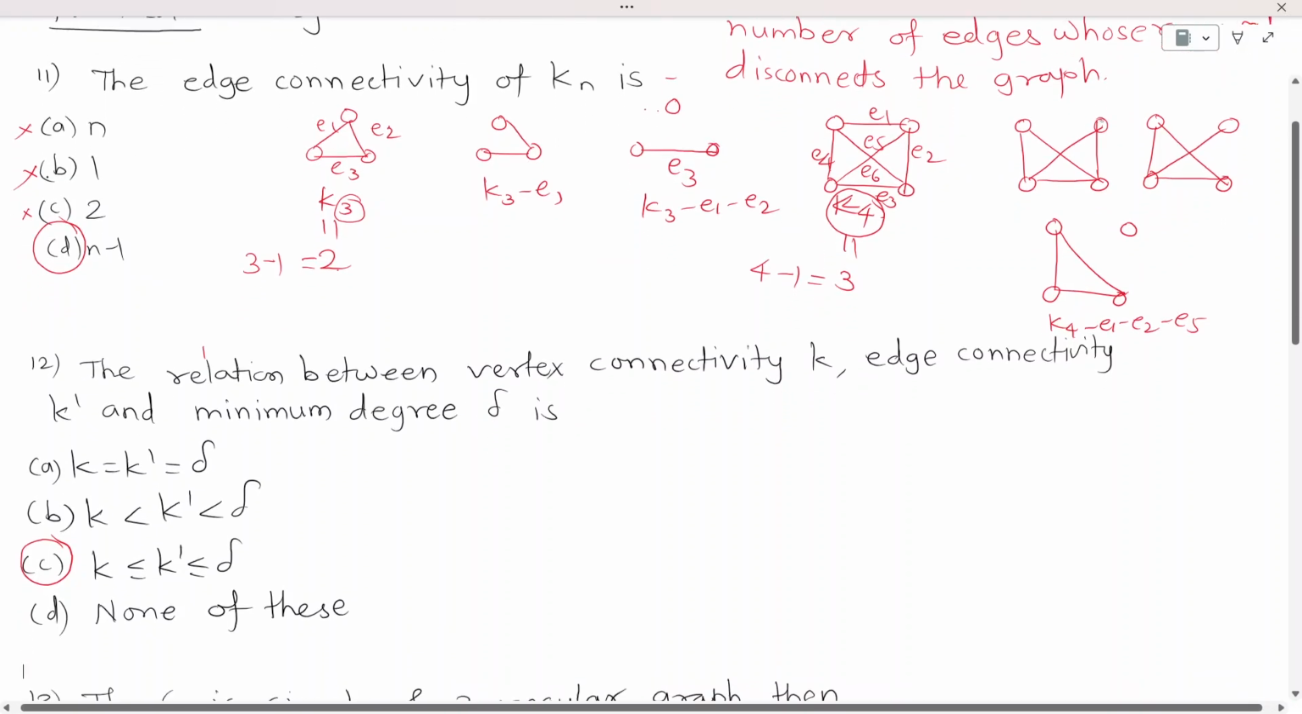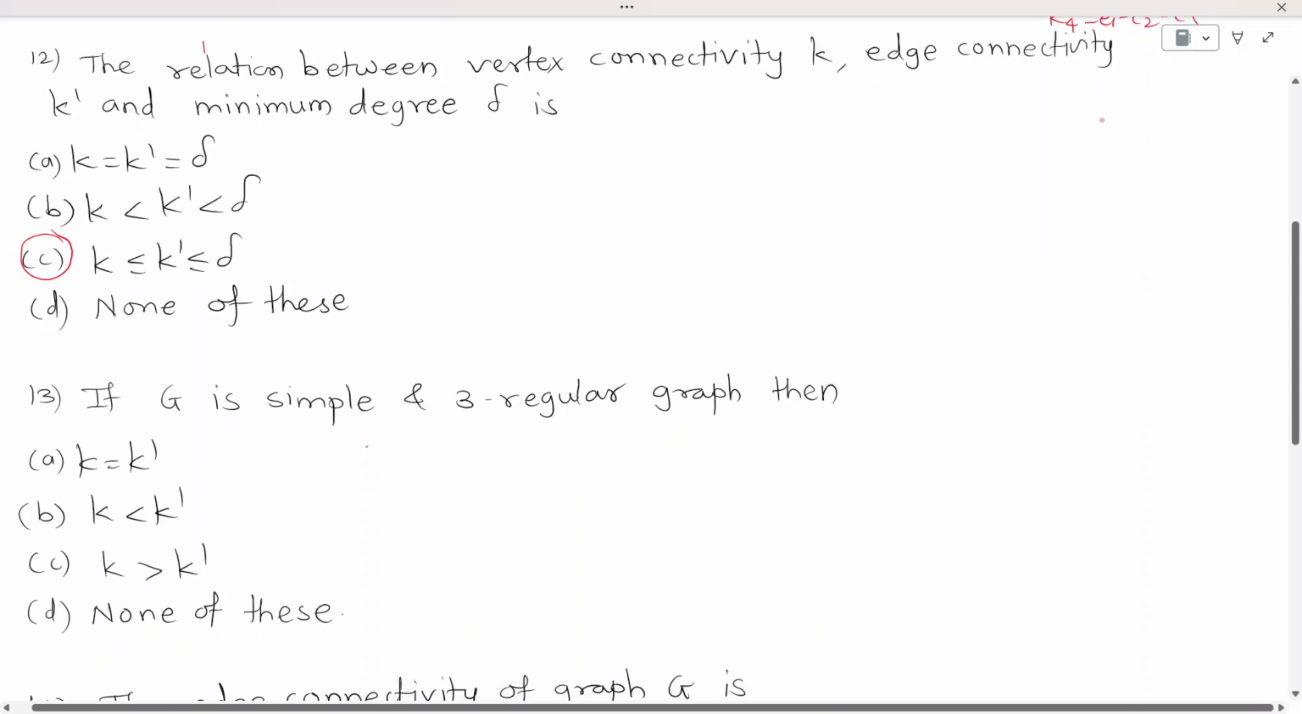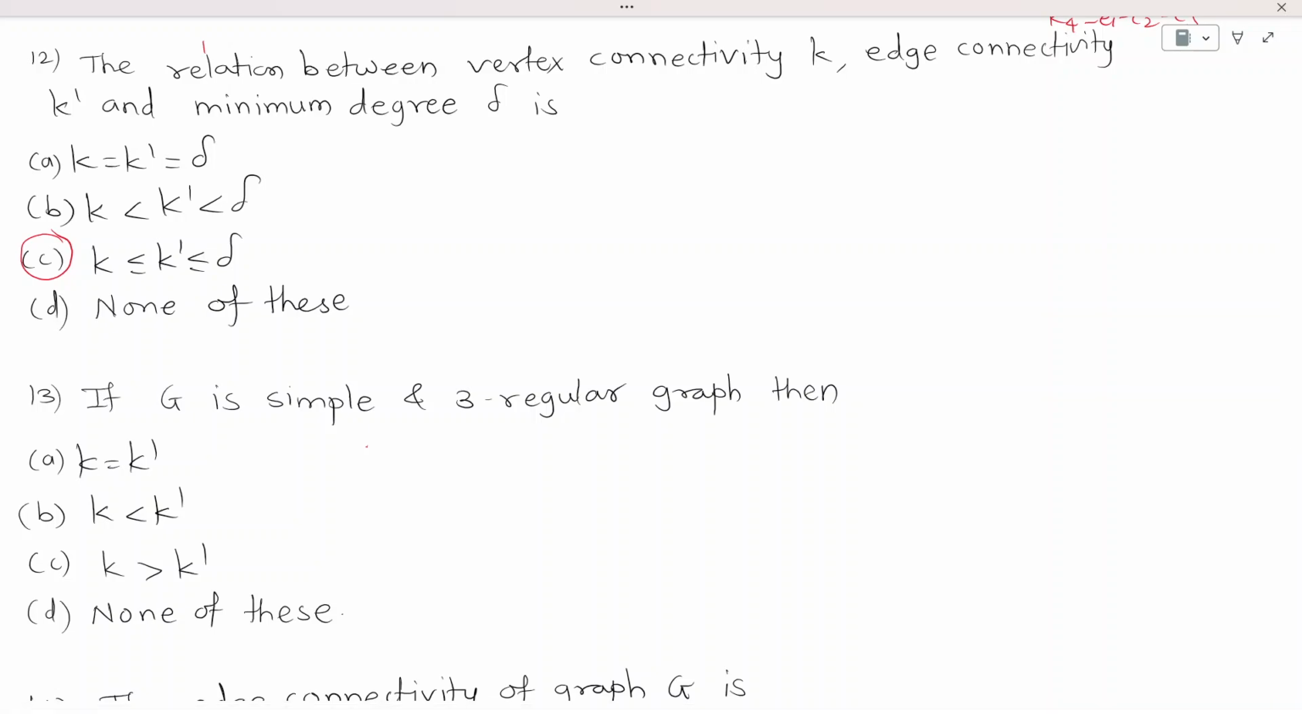The 12th MCQ is: the relation between vertex connectivity K, edge connectivity K dash and minimum degree delta is. This is a standard result. The relation between edge connectivity, vertex connectivity and minimum degree is K less than or equal to K dash less than or equal to delta, which is given in option C. So option C is the correct option.